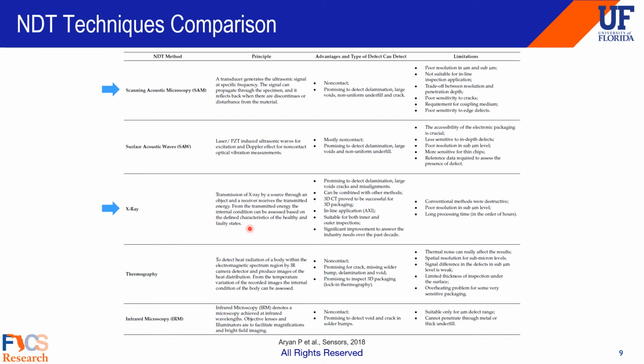X-ray has higher energy compared to the acoustic wave. So it's really good at penetrating, let's say, thicker specimens such as 3D packaging, where you have a lot of chips stacked together. However, the limitation is that X-ray, since it has such high energy, actually will damage the specimen. It also has similar resolution in the micron range. It has a longer processing time compared to SAM.